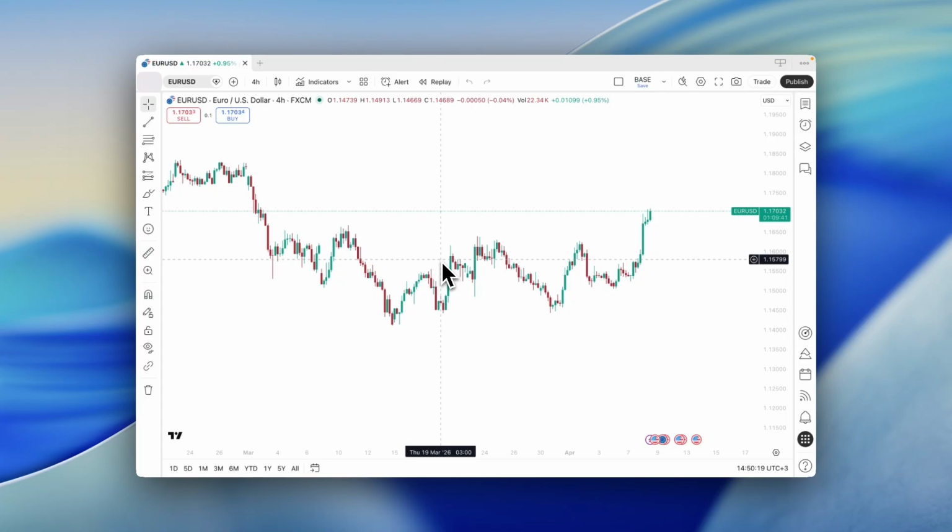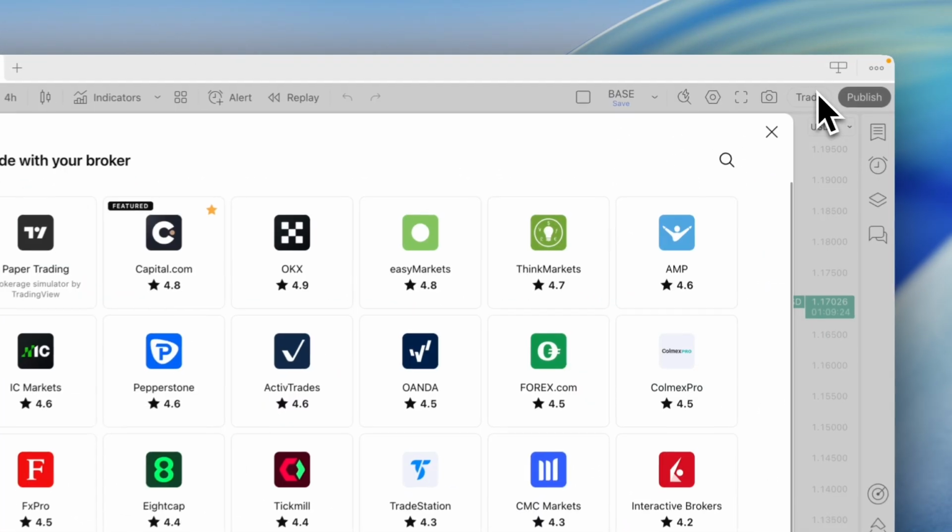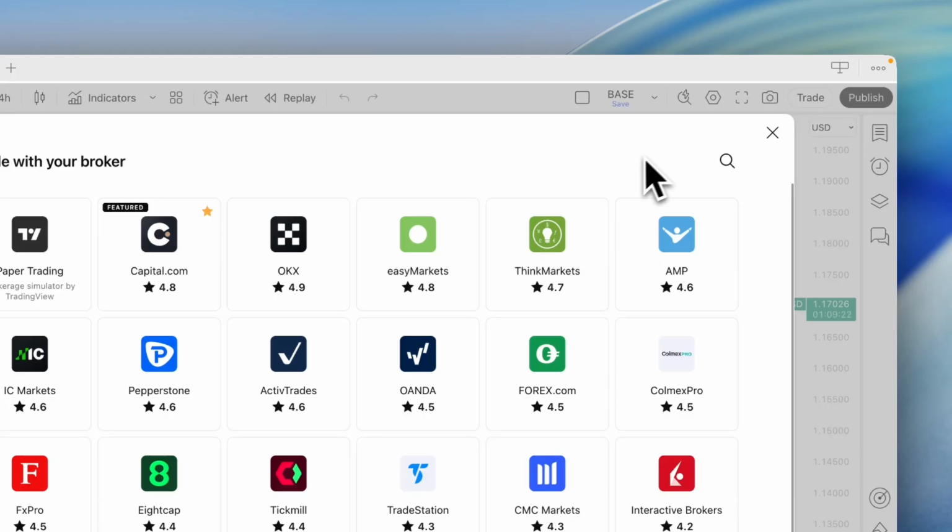Now, in order for us to manually backtest any trading strategy, we should be connected to the paper trading account on TradingView. As a reminder, the way to do that is to take your mouse and look towards the top right-hand side of your screen towards the trade button. Once there, you should left-click on that, and then this box should appear.